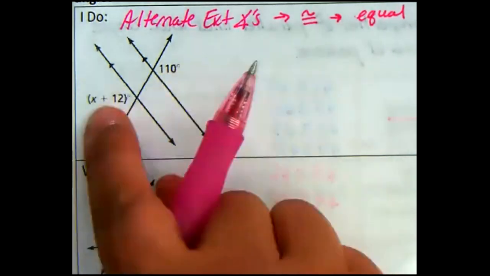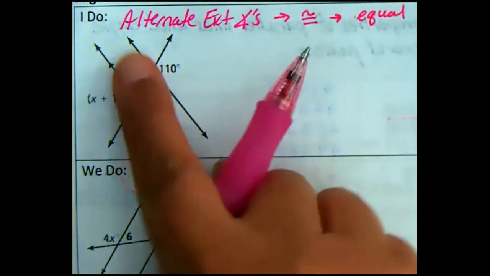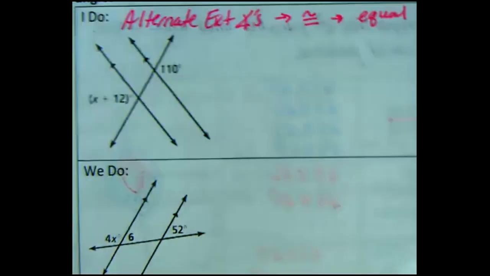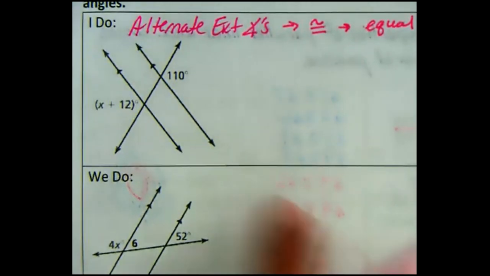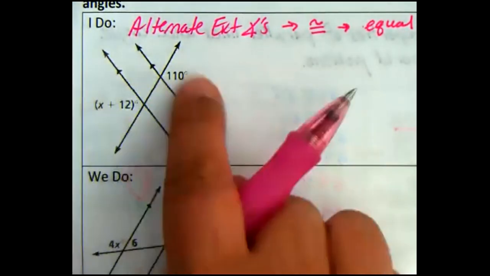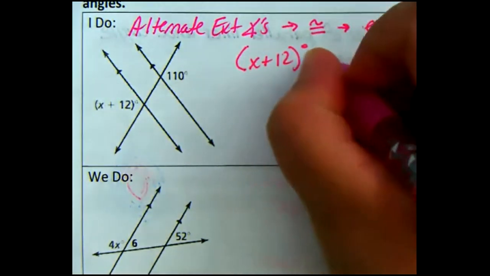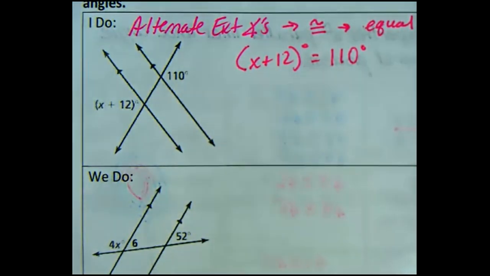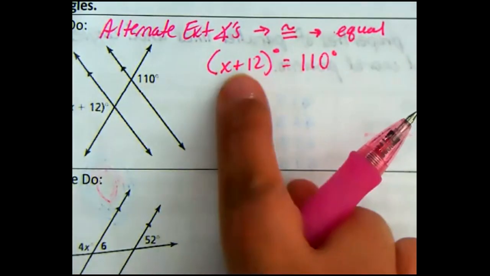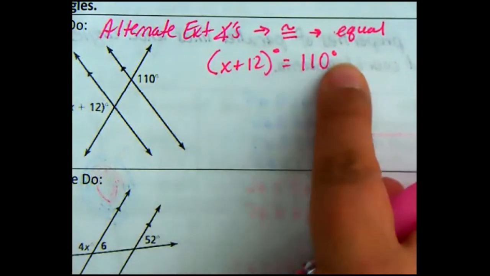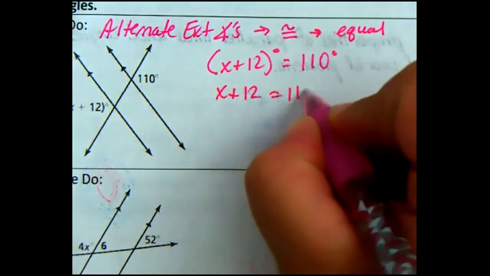So if these two angles are alternate exterior angles, I have my parallel lines here. Alternate exterior angles are congruent due to our theorem on the front page. So that means these two angles are congruent to each other. So that means x plus 12 degrees is equal to 110 degrees. There's my equation. They're congruent, therefore they're equal. So I literally take one angle and set it equal to the other angle, which means that x plus 12 is equal to 110.